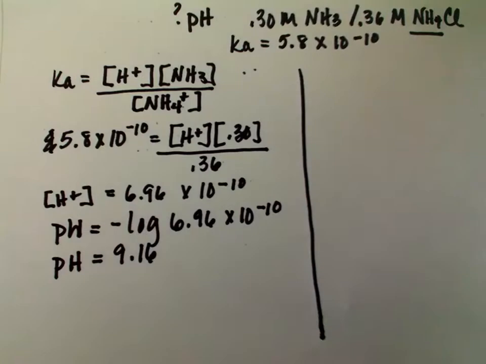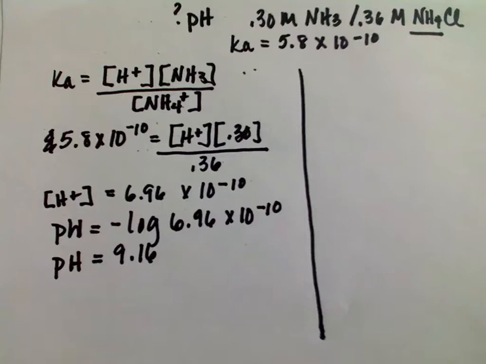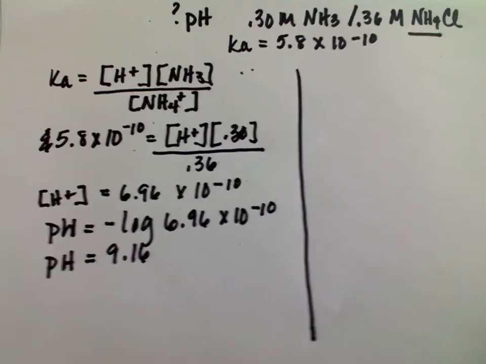So the first buffer solution was in an acidic range. The second one is in a basic range. Keep in mind that buffer solutions have the ability to buffer 1 to 2 pH points above and below that pK. And we'll look at that again on some titration curves of amino acids, actually.